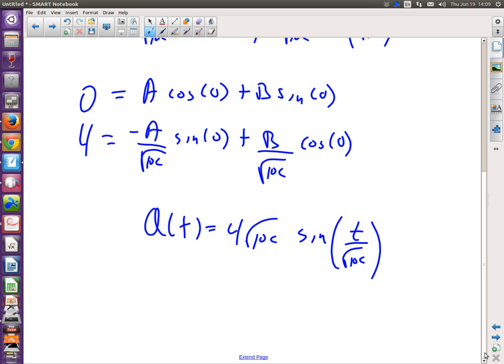So the frequency is 1 over rad 10C, and the amplitude is 4 rad 10C. And since the midline is 0, the maximum charge is 4 rad 10C, so we can figure out C. When we max this out, we get 2 rad 2 is 4 rad 10C.